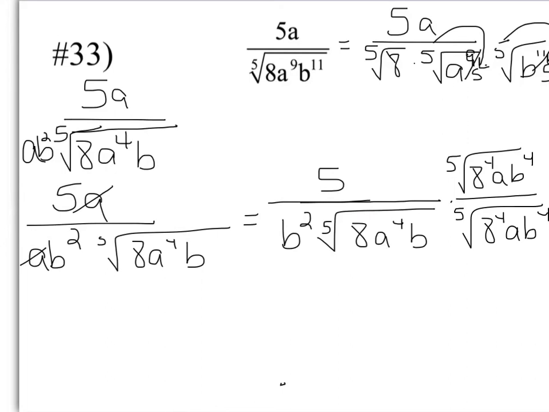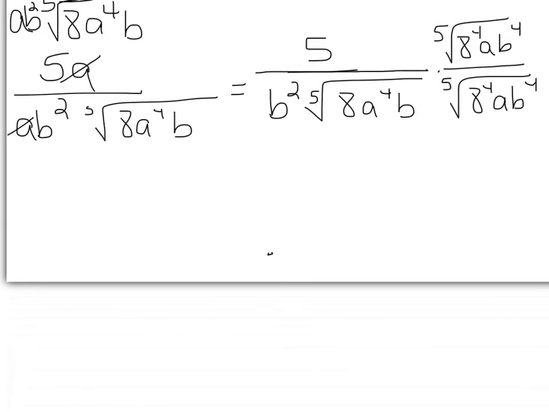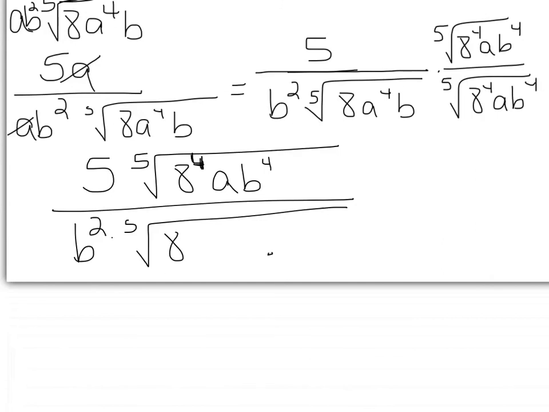Okay, when I multiply the numerators here, I get 5 times the 5th root of 8 to the 4th a b to the 4th over b squared times the 5th root of 8 to the 5th a to the 5th b to the 5th.